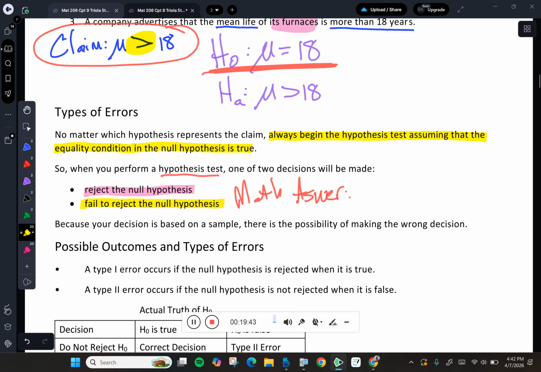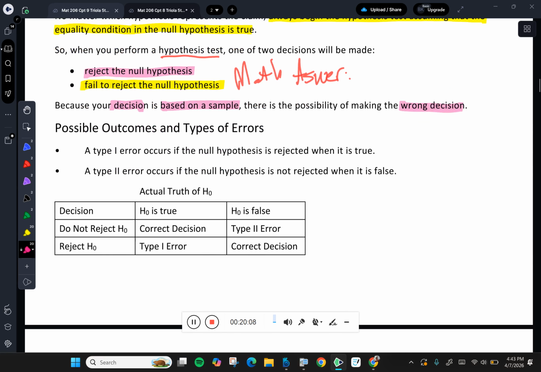Now, because we are making our decision based on a data set that is a sample, there's a possibility that we could make the wrong decision. That is, there's the possibility that the answer that we give could be wrong. Whether the answer is to reject the null hypothesis or to fail to reject the null hypothesis, it could be wrong. And those potential errors, we refer to them as a type 1 error and a type 2 error.